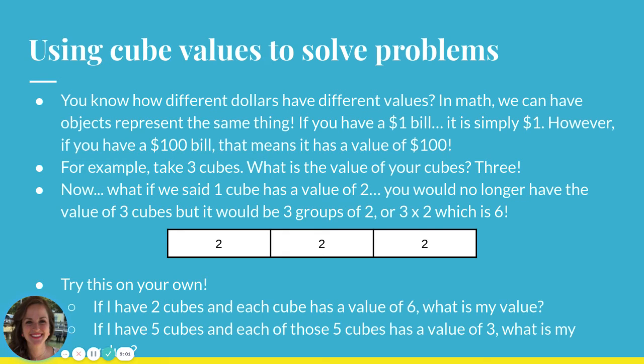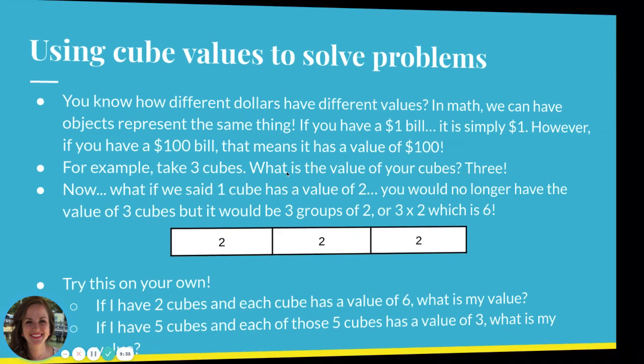So, for example, with cubes, we'll take 3 cubes. What's the value of your cubes? 3. You only have 3 cubes. The value of your cubes is 3. Now, what if we said that 1 cube actually has a value of 2? Like what I said with the dollar bills above, okay? So if we had 1 cube that had a value of 2, you would no longer have the value of 3 cubes, but it would be 3 groups of 2, or 3 times 2, which is 6.